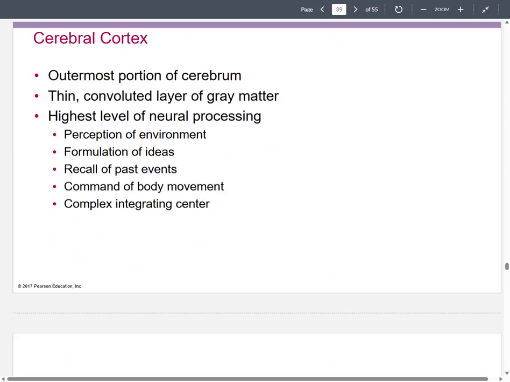As I mentioned, the cerebrum itself is where we're going to have our higher neural processing centers, and most of those are going to be found in the cerebral cortex. Here we're going to find our ability to perceive our environment, form ideas, recall past events, command body movement, and a variety of other complex integrating centers that enable us to actually use the sensory input from our eyes, ears, mouth, and nose, and skin.